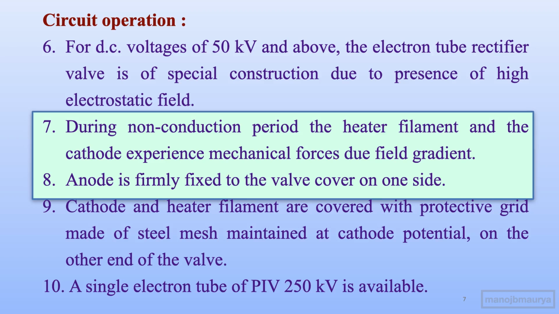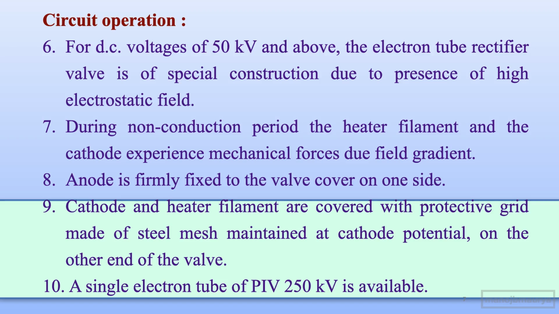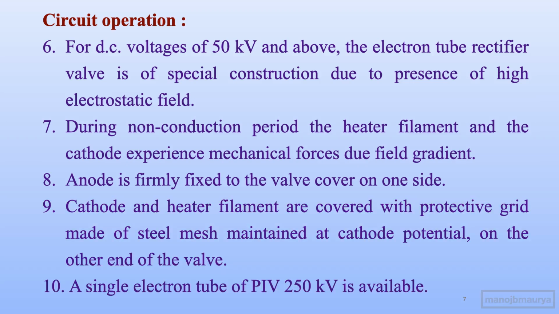Anode is firmly fixed to the wall cover on one side. Cathode and heater filaments are covered with a protective grid made of steel mesh maintained at cathode potential on the other end of the valve. A single electron tube of peak inverse voltage 250 kV is available for use in such applications.